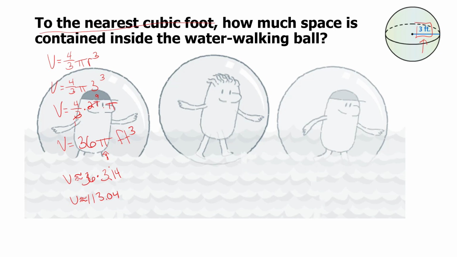Now, one of the things I do want you to do is get used to using wavy signs for your approximate answers because we're no longer ending up with exact answers once we've approximated the value of pi. So just change those over to wavies. And it said to the nearest cubic foot, so we don't need any decimals. So our final answer, volume is equal to, approximately 113 feet cubed.